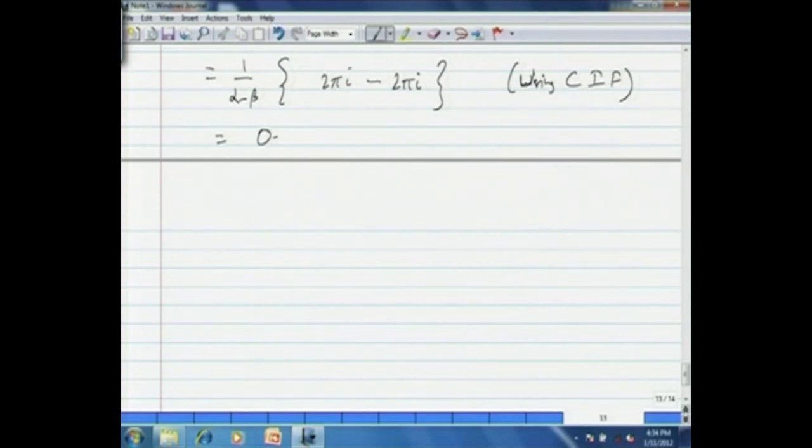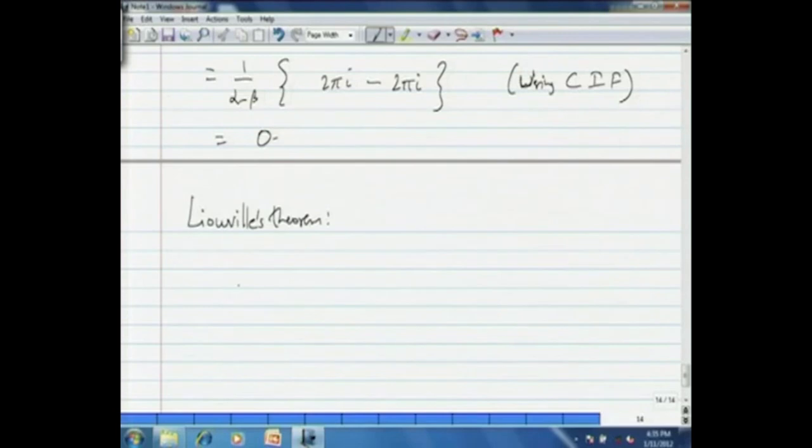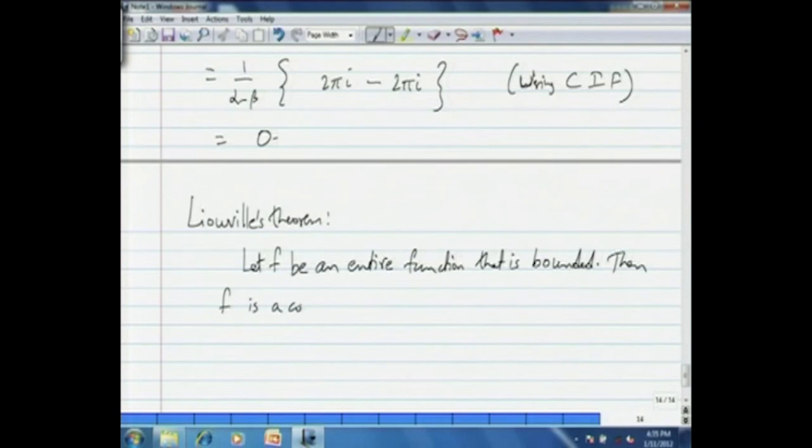So, next let us look at the following application of Cauchy's theorem. This is Liouville's theorem. Liouville's theorem asserts that if f is a bounded entire function, then it is constant. Let me state it. Let f be an entire function that is bounded, then f is a constant function.